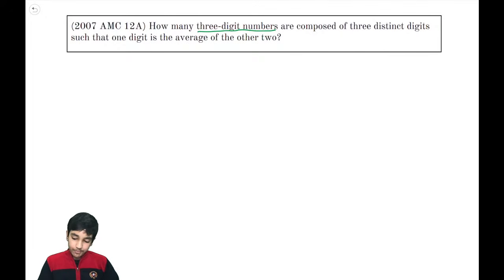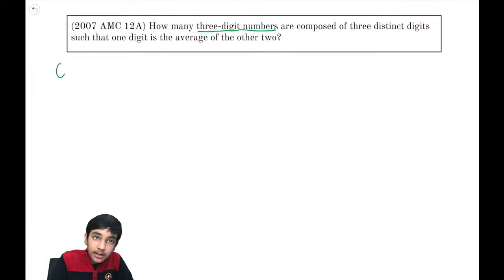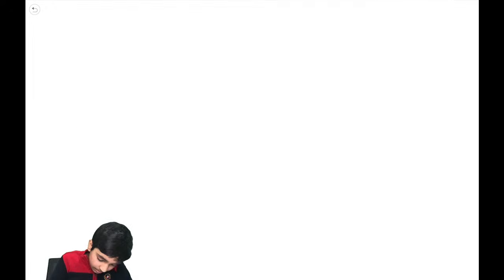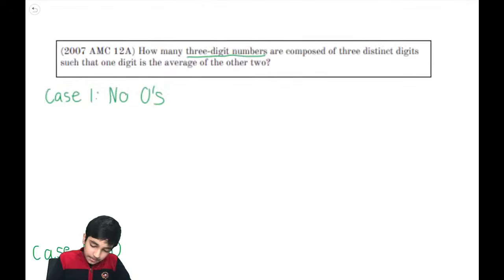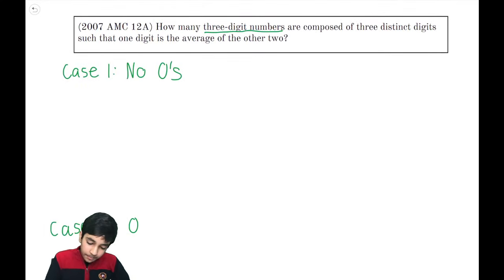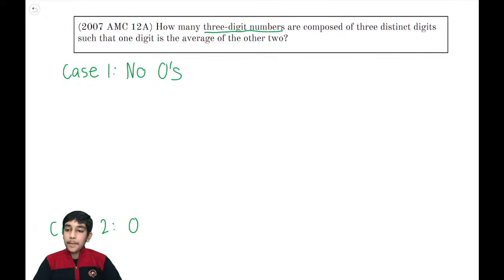How can we do that? Well, I'll give you a hint. The idea here is we can split into 2 cases. Case 1, no zeros. No zeros whatsoever. And then case 2, which I'll do here, probably: we do have zeros. So we have some zeros in our number. And then the idea here is that we can rearrange the certain cases. So I'll give you some time to try this out.